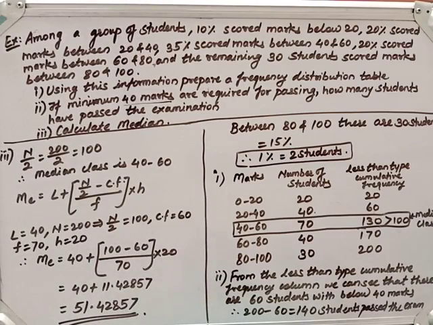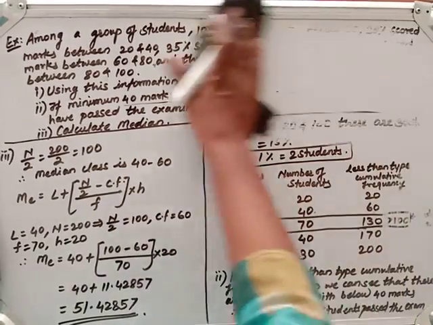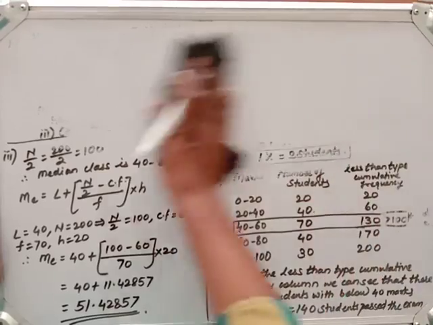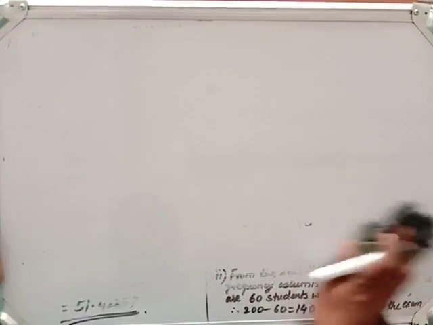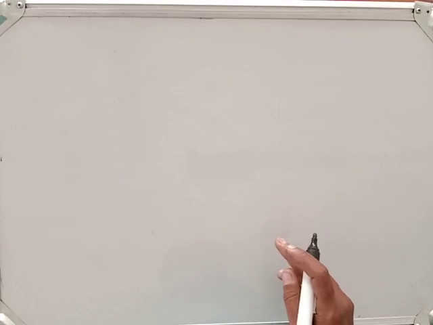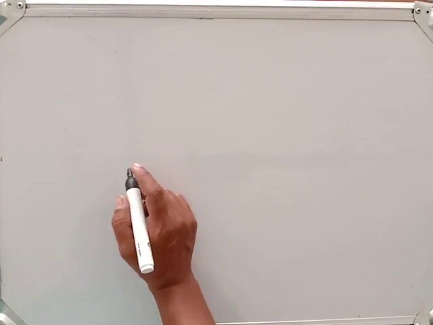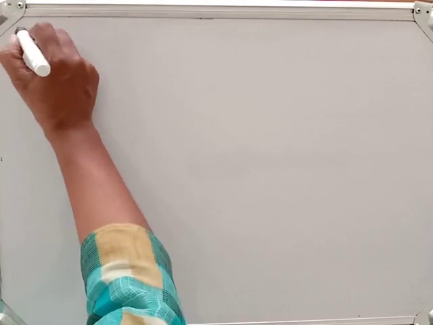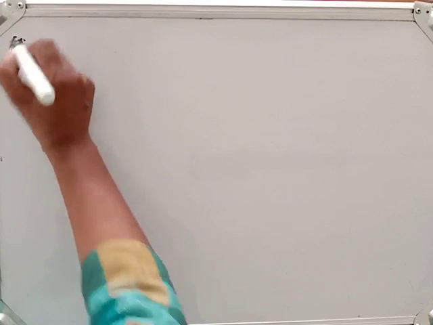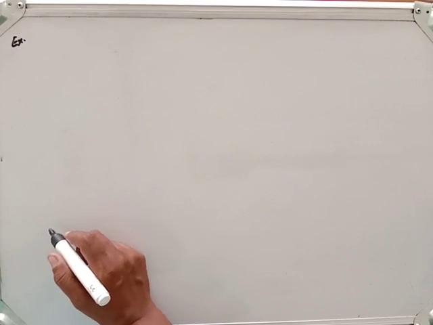Now let me take one more example here for this continuous frequency distribution. In this one, always to find a median, we will determine first the cumulative frequency, then find the median class using the value of n by 2 and then go for the formula. First of all, if the classes are not continuous, make them continuous, then go further.